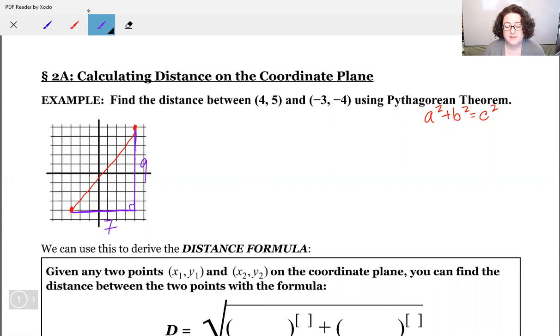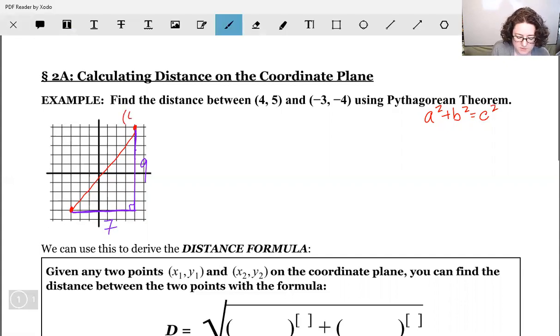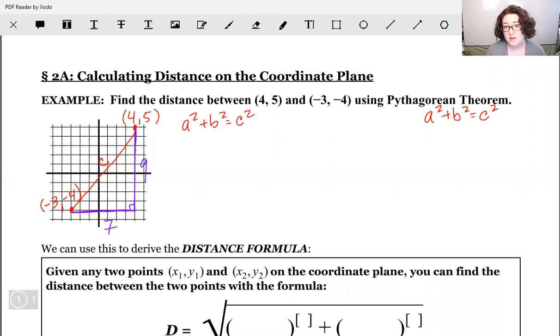So if we want to find the distance between my 2 points, going back to red, between our points 4, 5 and -3, -4, we can just solve for c using the Pythagorean theorem. If we go a squared plus b squared equals c squared, we know our a and our b, those are our straight sides. Again, it doesn't matter which order we use them in. So I'm going to do 7 squared plus 9 squared equals c squared. And then I need to simplify.